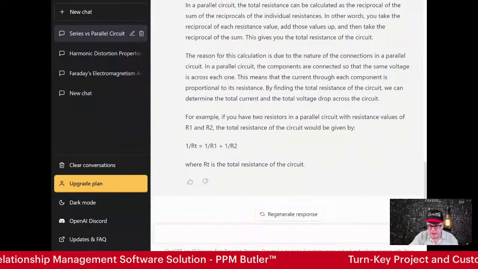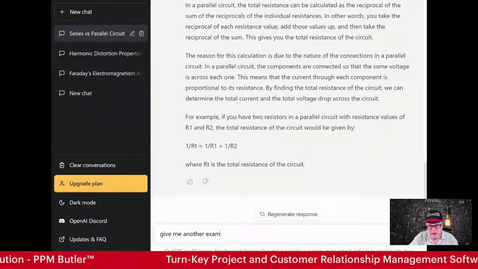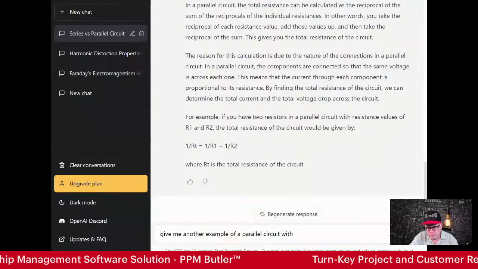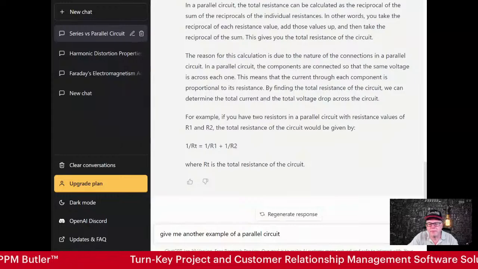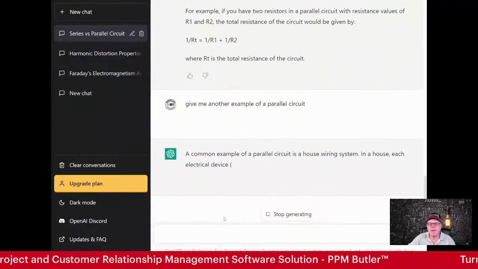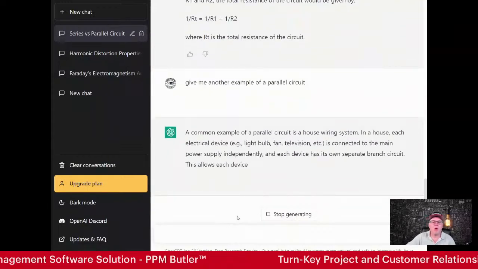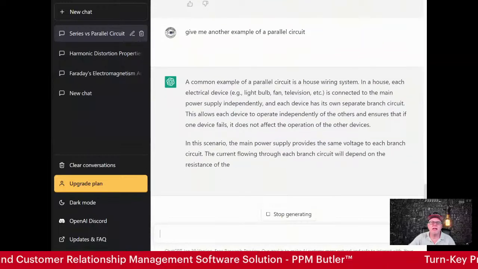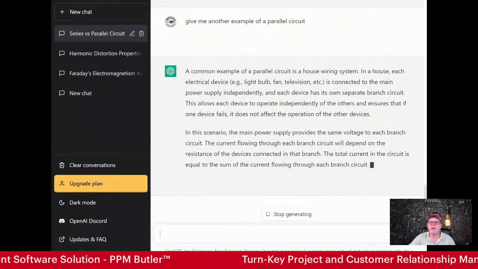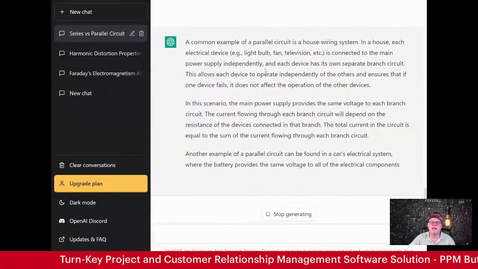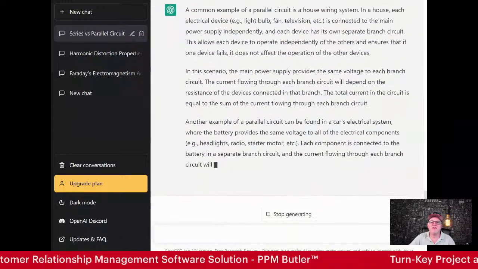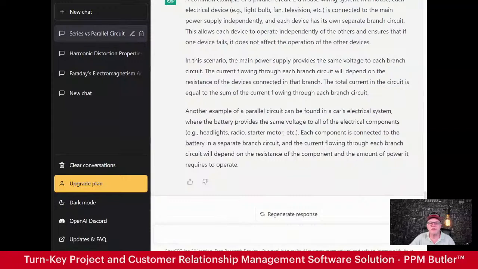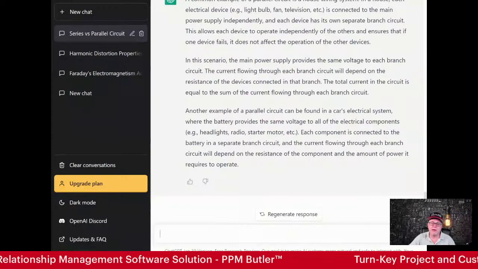So I can see you doing a little lesson, and you keep adding. Let's see, give me another example of a parallel circuit. Oh, it's beautiful. It's going to talk about where you would practically use these. It says a common example of a parallel circuit is a house wiring system. In a house, each electrical device, light bulb, I would say a lamp, fan, television, etc., is connected to the main power supply independently, and each device has its own separate branch circuit. This allows each device to operate independently of the others and ensures that if one fails, it does not affect the operation of the other devices. Anyway, you can keep adding on and adding on to this.